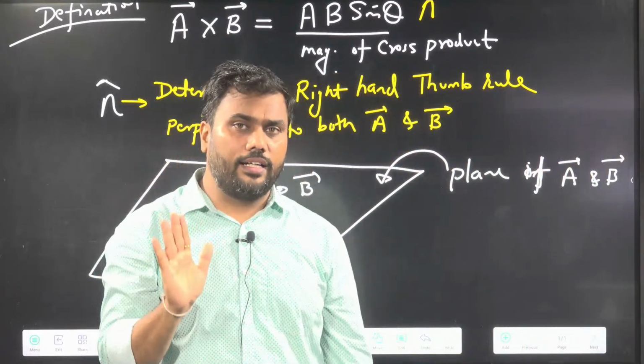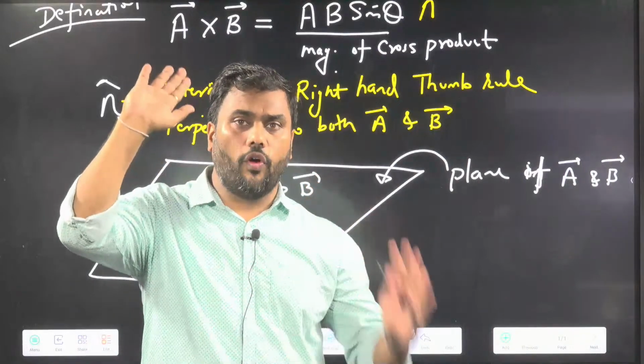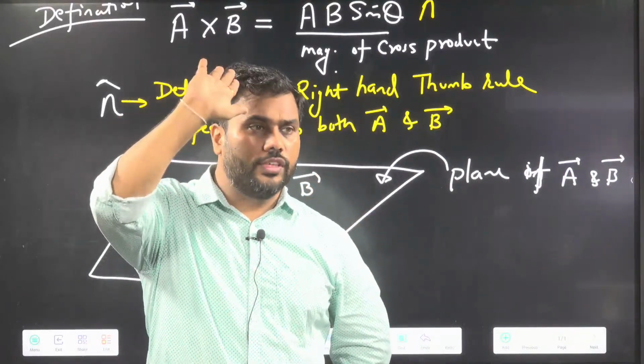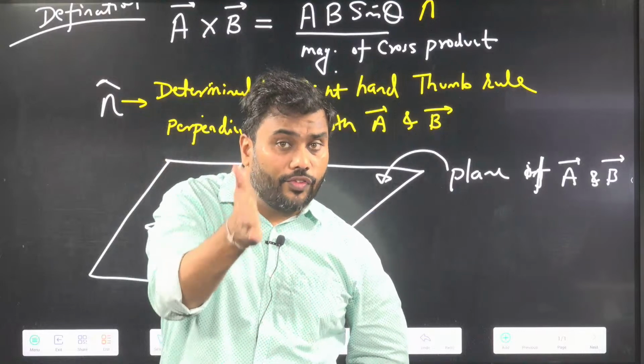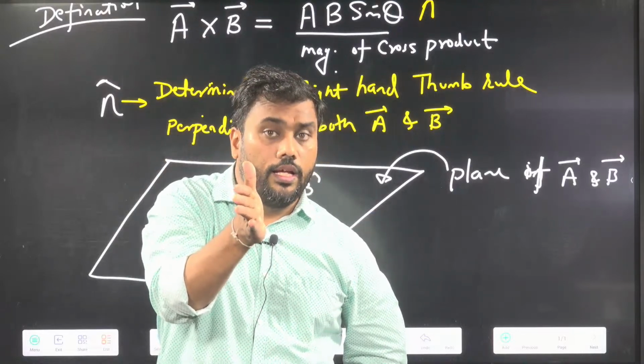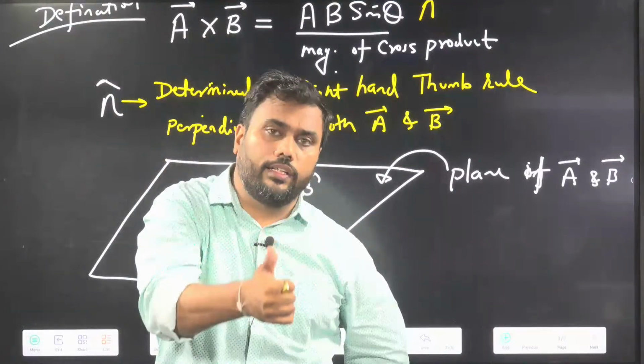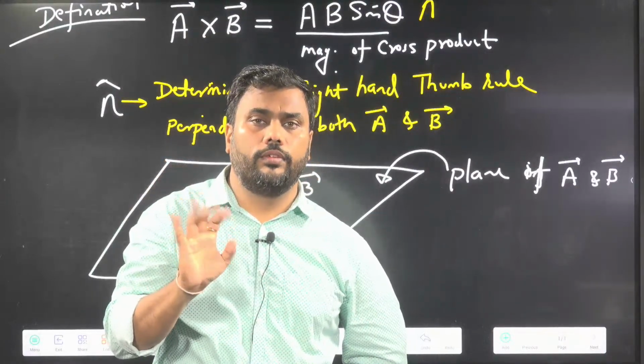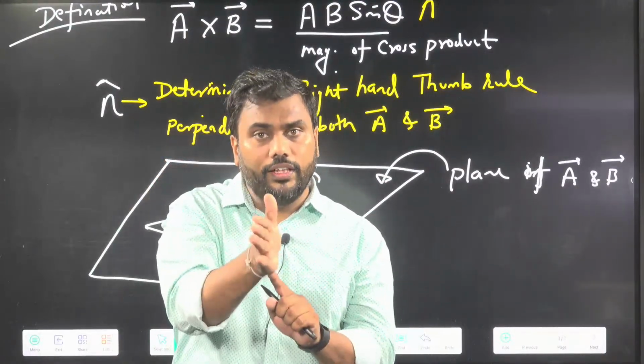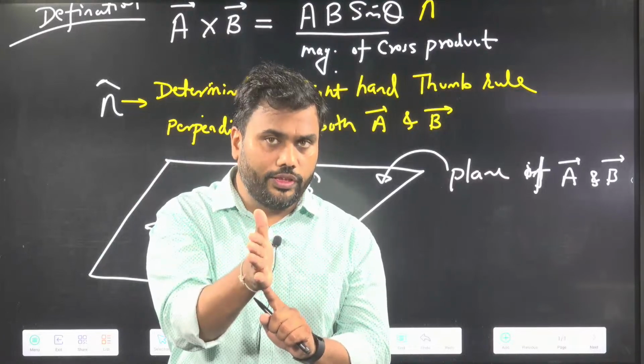The direction of cross product can be decided by right hand thumb rule. Always use your right hand for all good deeds. So we will use the right hand. Take the fingers of right hand in the direction of first vector. Curl the fingers in direction of second vector. Thumb gives you direction of cross product. I will repeat. Keep the fingers of right hand in direction of first vector.